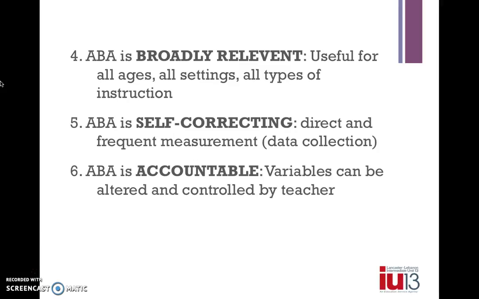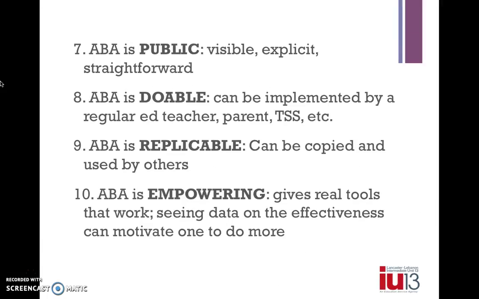ABA is broadly relevant. It can be used on any age, in any setting, or with any type of instruction. It's self-correcting. We take so much data on our students and we provide direct and frequent measurement. ABA is accountable. Variables are generally controlled by the teacher and can be altered on what the teacher feels is best for that student to learn. ABA is public. You can see it. It's very straightforward. It is definitely doable.